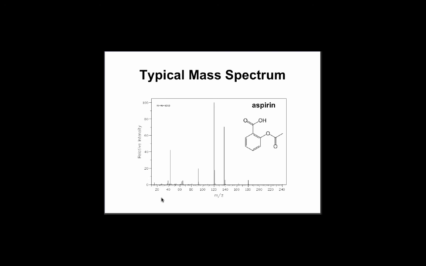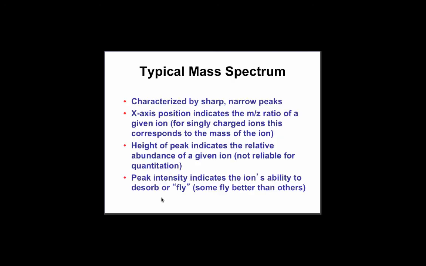And then the y-axis is the relative abundance of the ion. And that abundance is just really a measure of that ion's ability to desorb or fly, not its abundance. So some ions fly better than others. That's why the intensities are different. So it has nothing to do with abundance overall. It's just how well it desorbs.